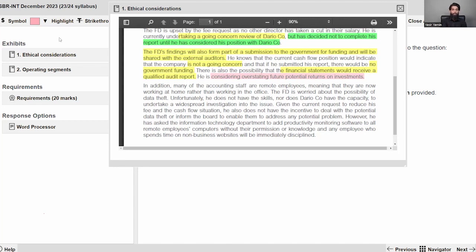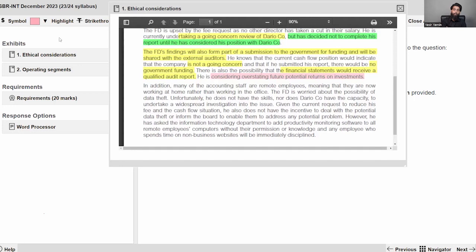The government could make a wrong decision. The shareholders could make a wrong decision based on his going concern review report. The external auditor's opinion could change as a result of his going concern review report. And at the same time, objectivity is being impaired as well, because all of what he's trying to do arises just due to his own bias or conflict of interest. He just wants to get his contract renewed. So he's doing all this under undue influence.